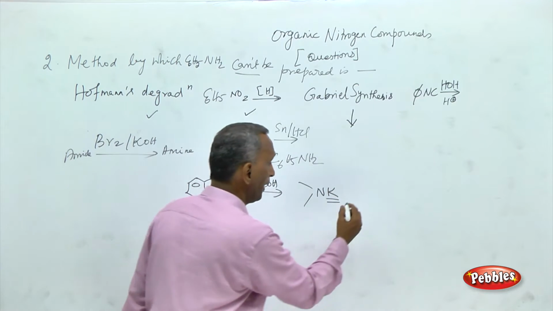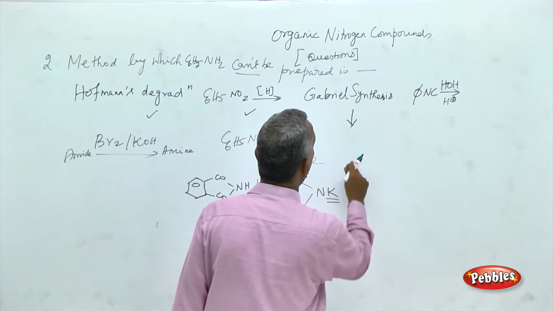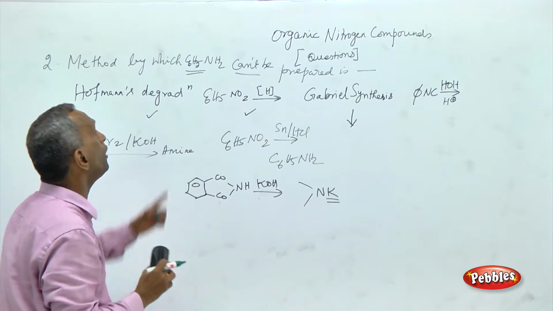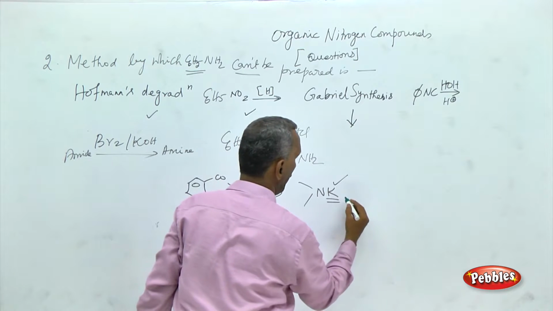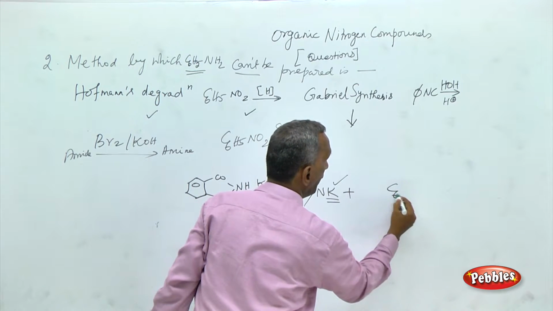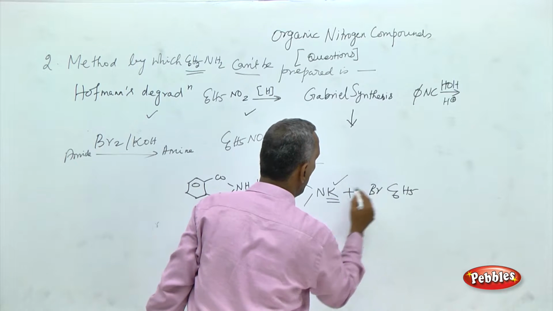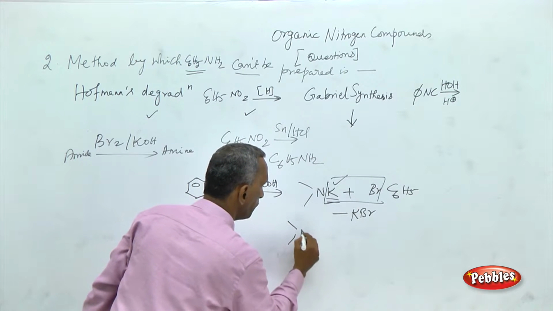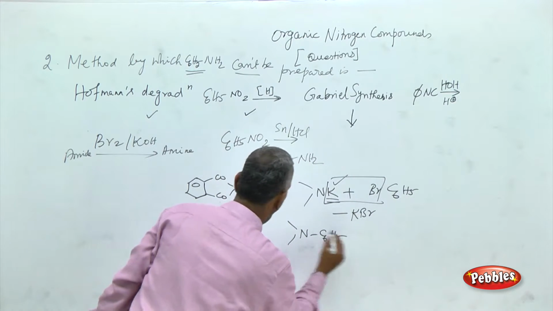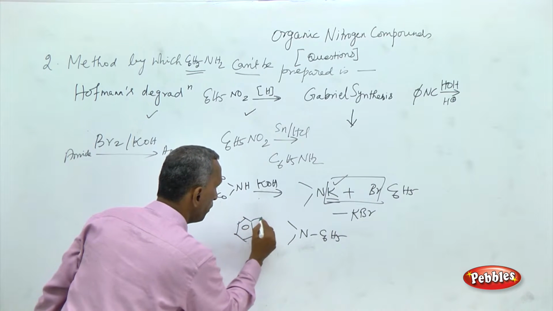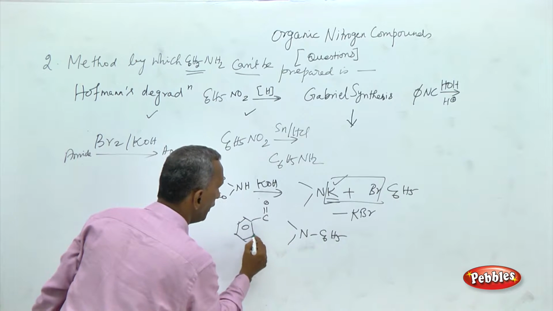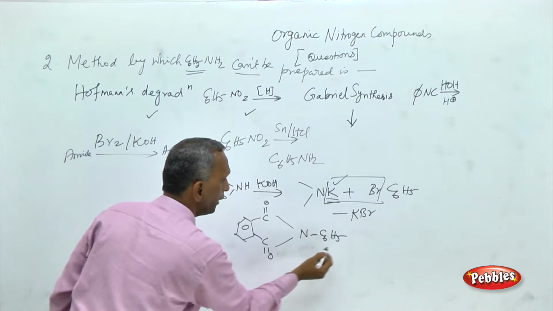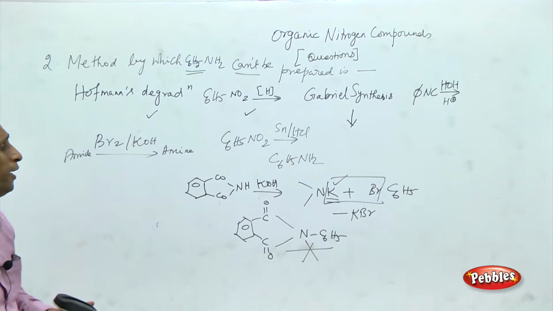So here we use an alkyl halide. But this reaction cannot be used here, because which starting material do we want? Phenylamine. Up to this point we can proceed, but phenyl bromide cannot react here. It is an aromatic compound, so you cannot eliminate KBr and form this type of substituted derivative, NC6H5. So this compound cannot be obtained. Up to potassium phthalimide we can get, but afterwards it is not possible to get the phenyl derivative.